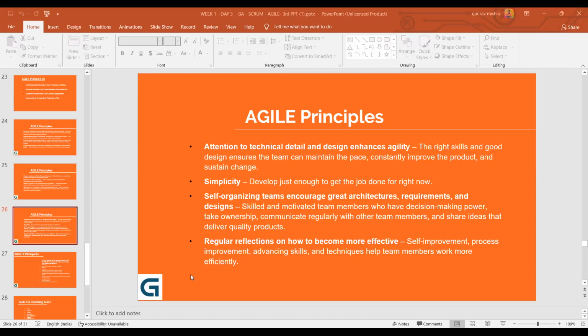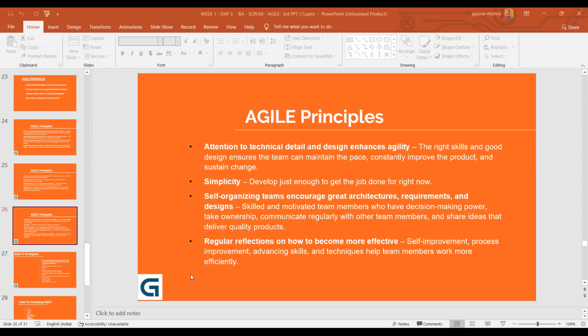Okay. So starting with the first one, what is not there to understand? It is quite easy, and it is clearly mentioned. Attention to technical detail and design enhances agility.